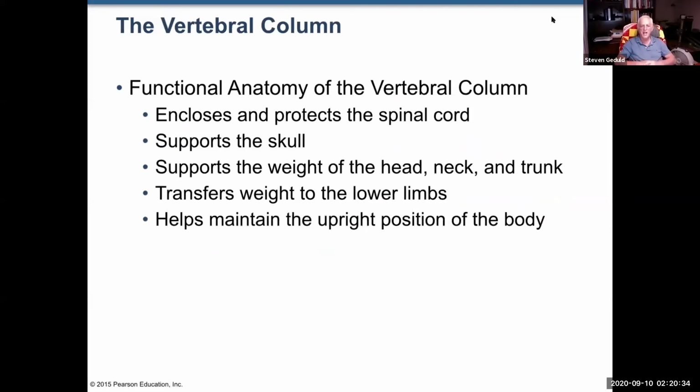Okay, the anatomy of it. What the vertebral column does is enclose and protect the spinal cord.